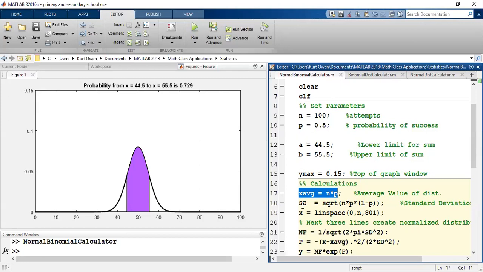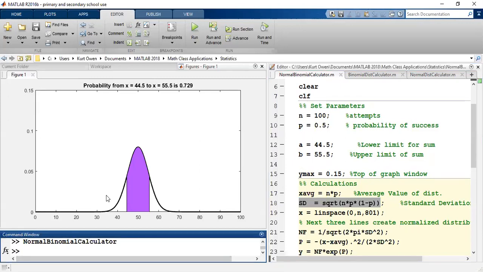But the standard deviation is not quite as obvious. It turns out, for reasons that you wouldn't understand yet, they're a bit complicated and they need to be derived using calculus. The standard deviation is given by the square root of the number in the sample times the probability for success, times, remember 1 minus p is the probability of not succeeding or failing. So in the example we have here, let's just calculate what that would be in the command window.